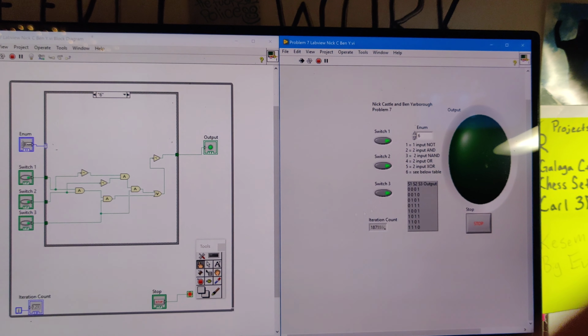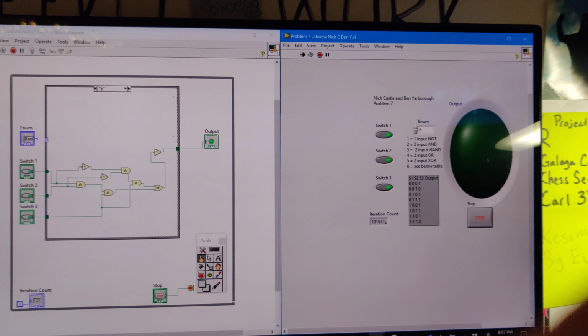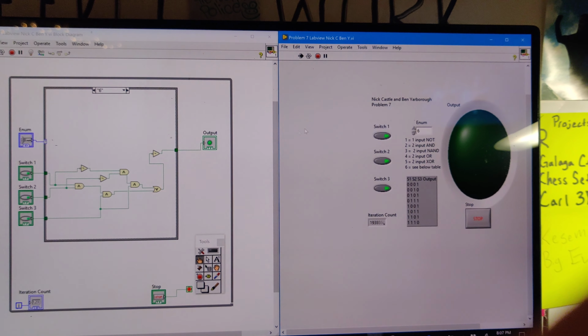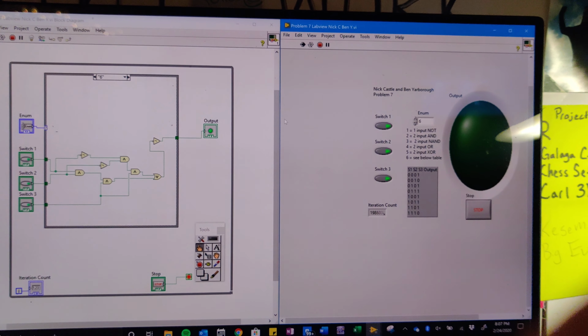And I also have pictures of all of the inputs and outputs for each of these problems in the Excel document. Thanks.